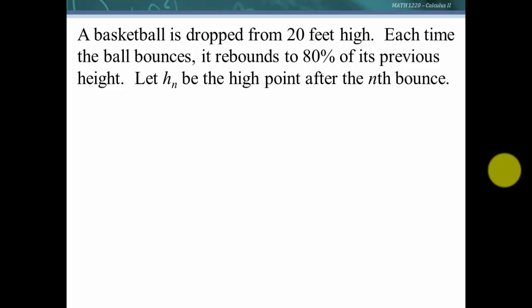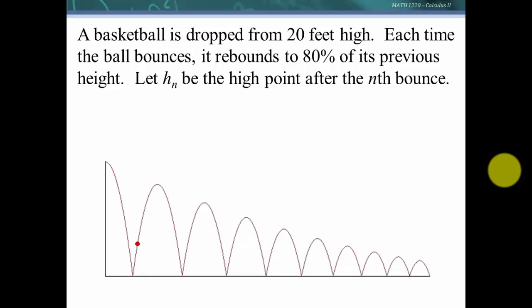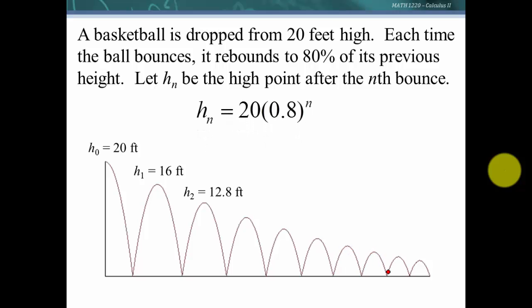A basketball is dropped from 20 feet high. Each time the ball bounces, it rebounds to 80% of its previous height. Let h sub n be the high point after the nth bounce. So here we see what this basketball does, and after each bounce it goes only 80% of the height from the original. So our original height was 20 feet, 80% of that is 16 feet, 80% of that is 12.8 feet, and so forth. We could write a formula then.